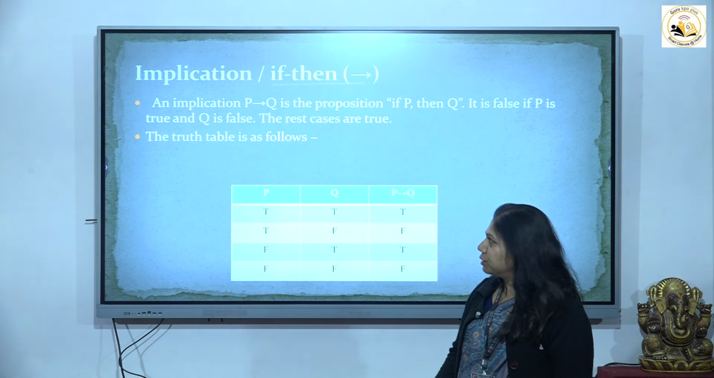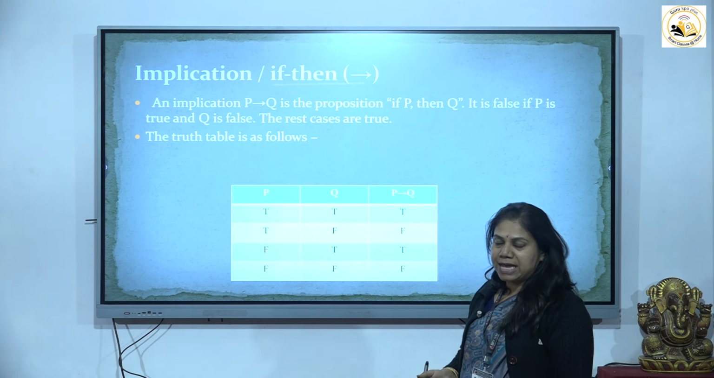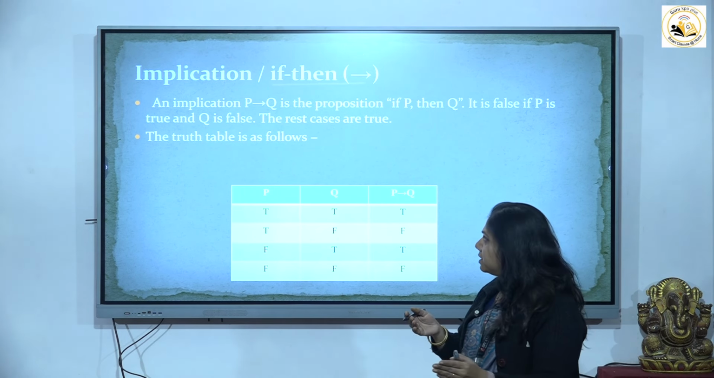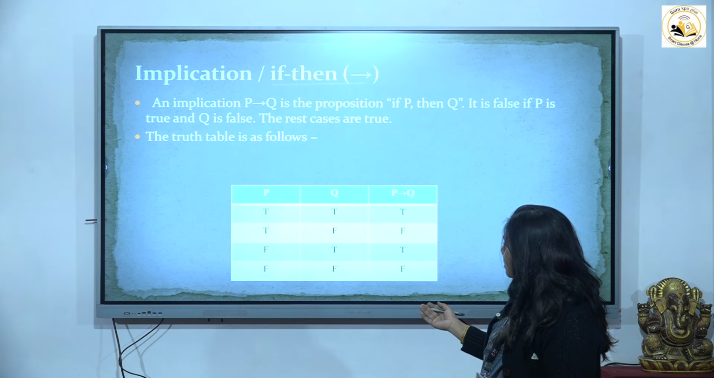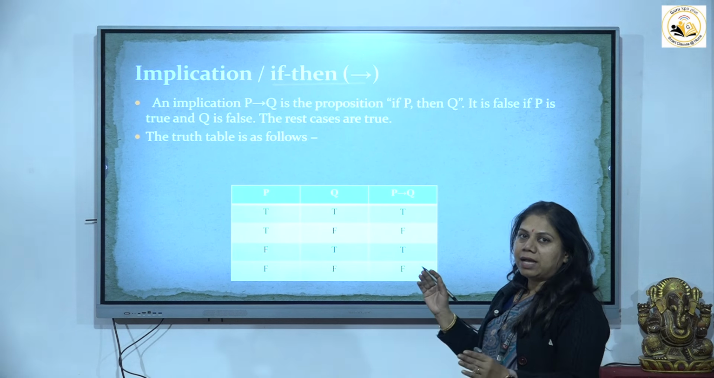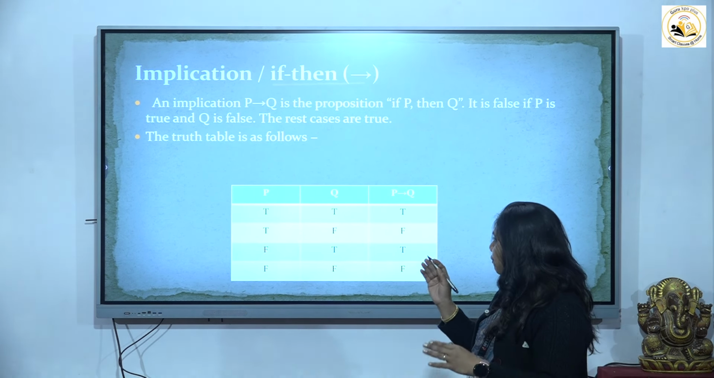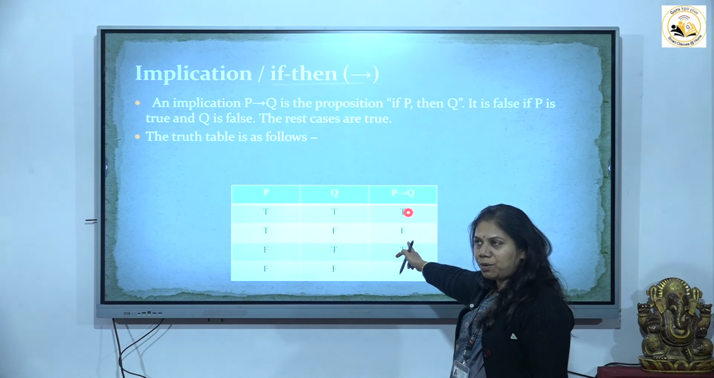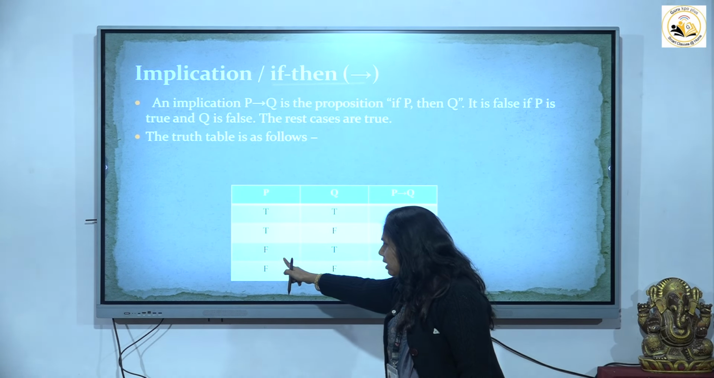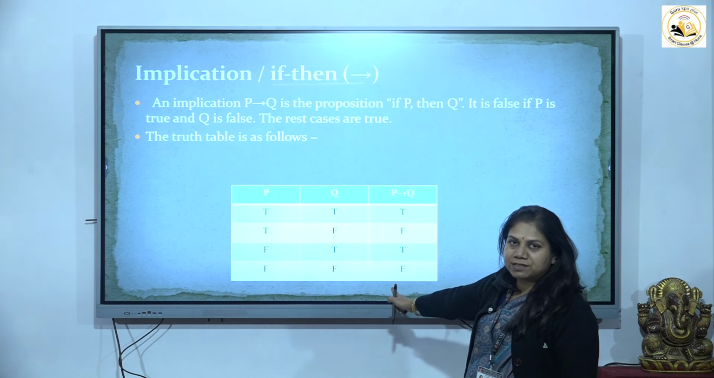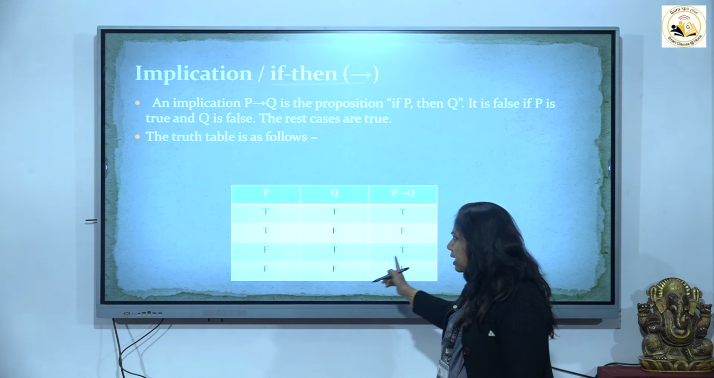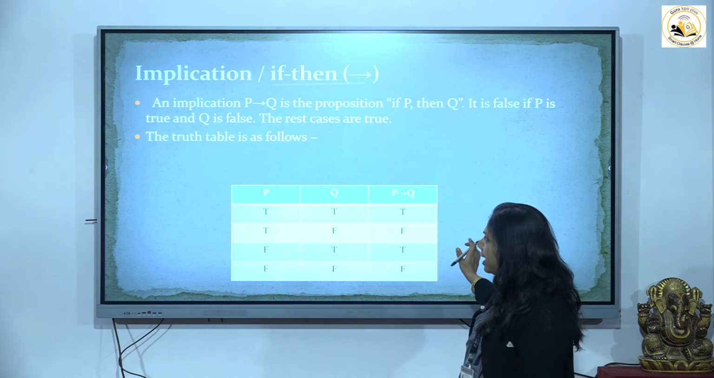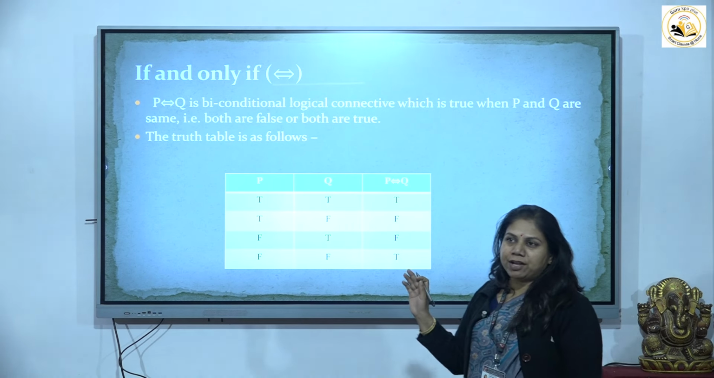Third is implication. Implication, we also know it as if-then. If the first statement gives the result true, and the second statement gives result true, then if-then gives result true. If first gives result true, second gives result false, then the concluded result is also false. First gives false, second gives true, then the concluded result is true, but if both are false, then implies result gives false result. Alright.